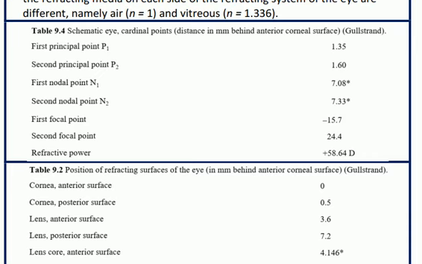The schematic eye. In the schematic eye, as described by Gullstrand, the refracting system is expressed in terms of its cardinal points, measured in millimeters behind the anterior corneal surface in this table. So for the schematic eye, these are the cardinal points, distances in millimeters behind the anterior corneal surface by Gullstrand. The first principal point, P1, is 1.35 millimeters behind the anterior corneal surface.